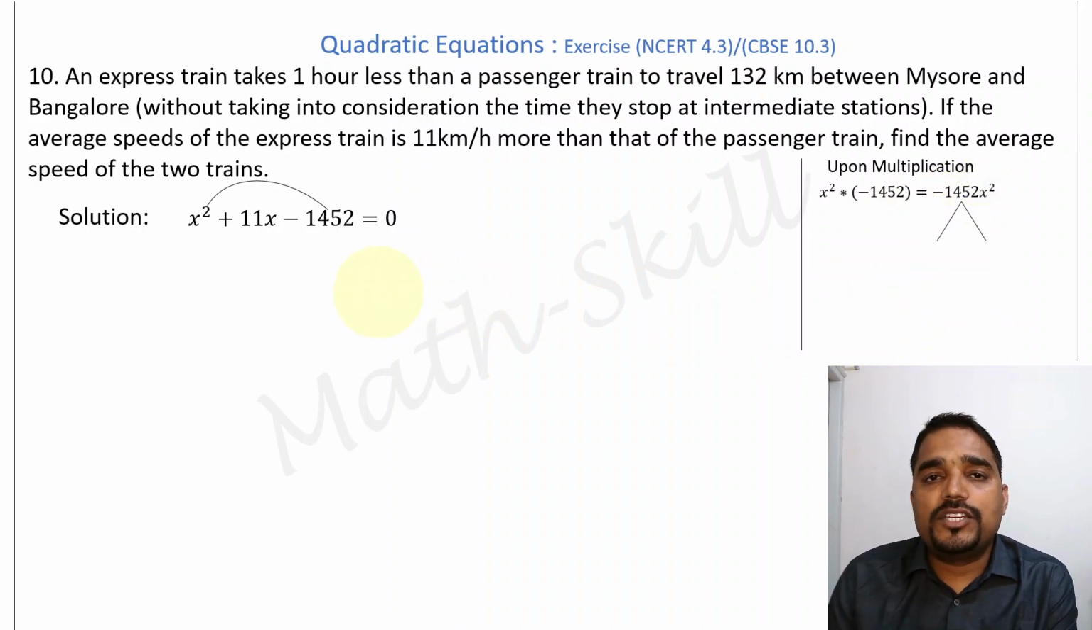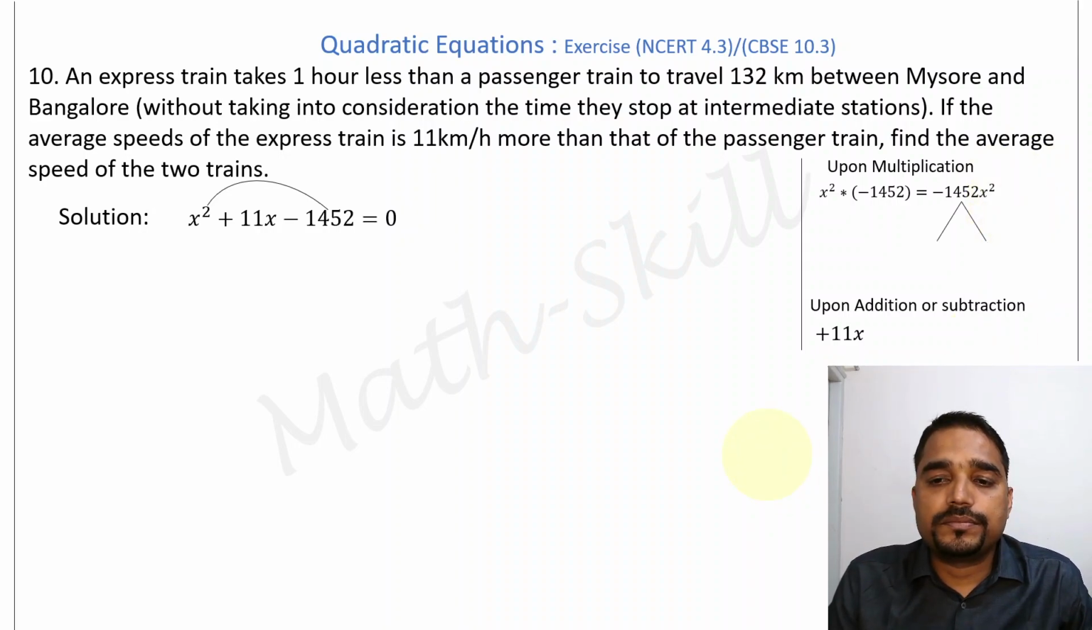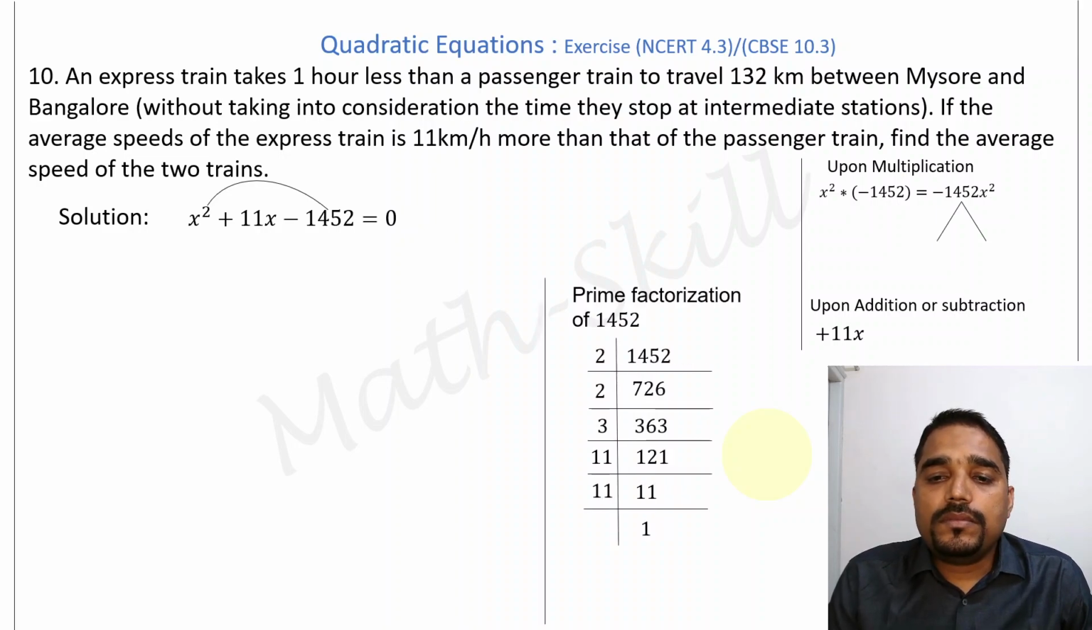Also, the second condition we have to satisfy is that upon addition or subtraction, we should get plus 11x. Since the number 1452 is quite big, in order to select factors, let us do the prime factorization of 1452. The prime factorization is as mentioned here.